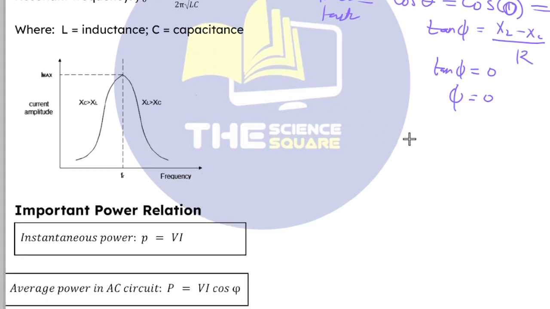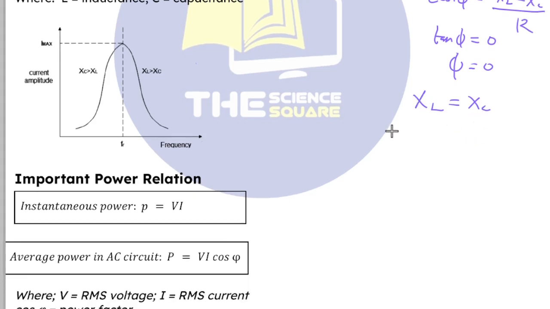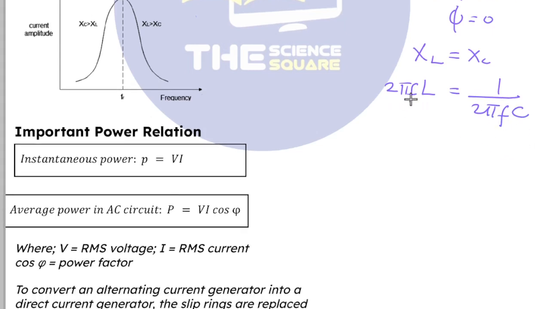Okay, very simple. Because we recall that at resonance, XL is equal to what? XC. And our XL is known as 2 pi FL. Okay, and our XC is 1 over 2 pi FC, which can also be rewritten as what? 2 pi F is omega, that's omega L equals 1 over omega C. Right? You can write it like this.